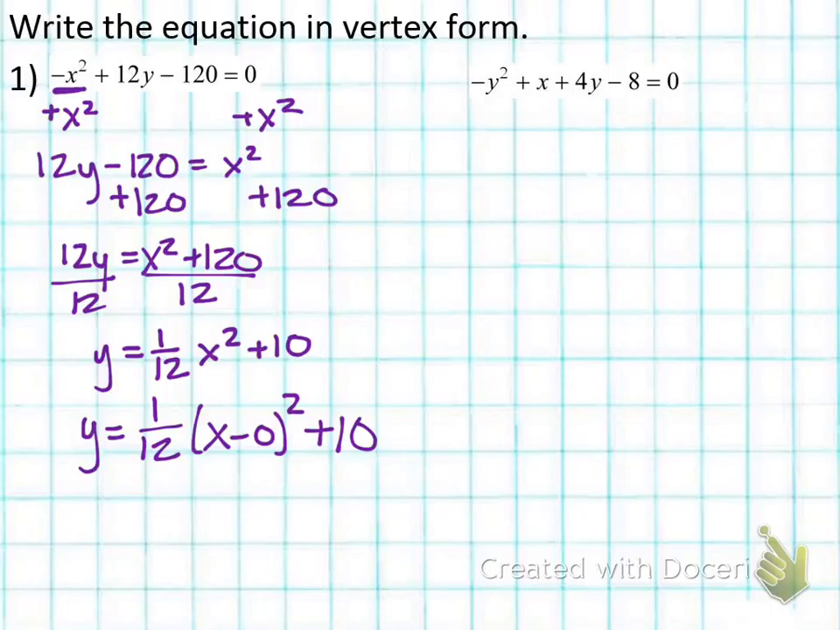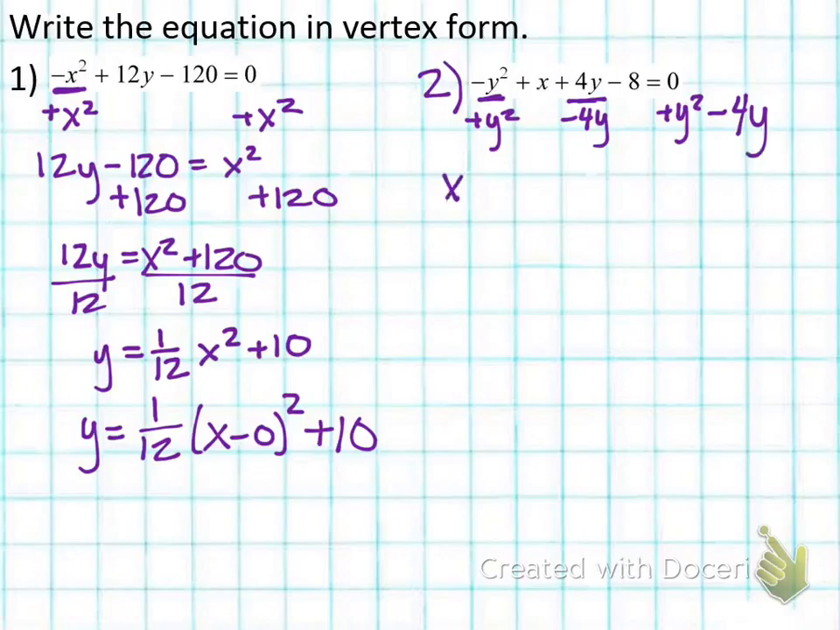Okay, number 2, I would start by identifying that y is my squared variable. That means that I'm going to move everything with a y in it to the other side. So I'll do that by adding y squared and subtracting 4y from both sides. I'm left with x minus 8 on the left, and then y squared minus 4y on the right.